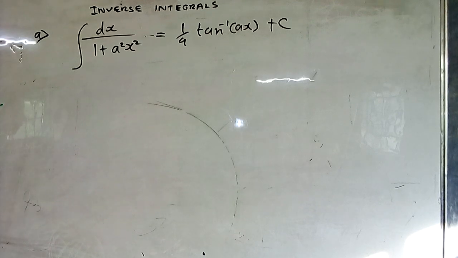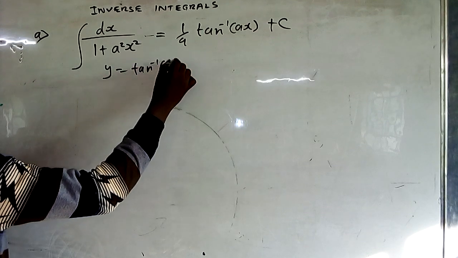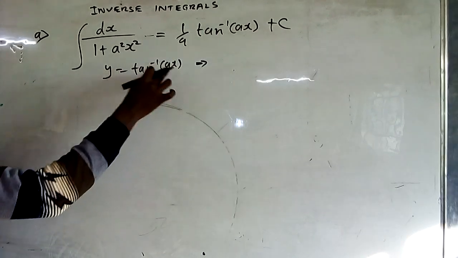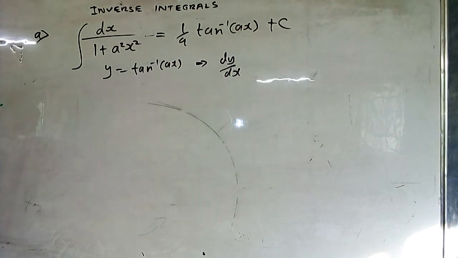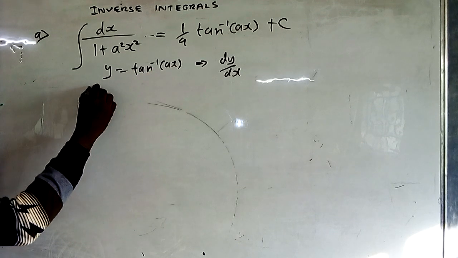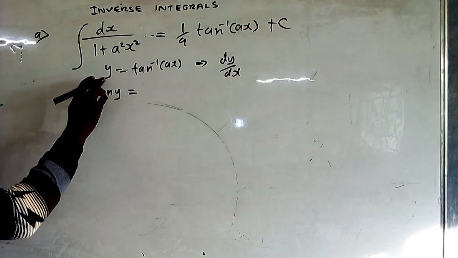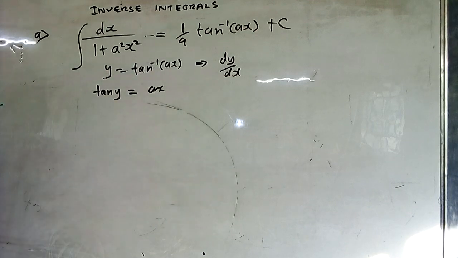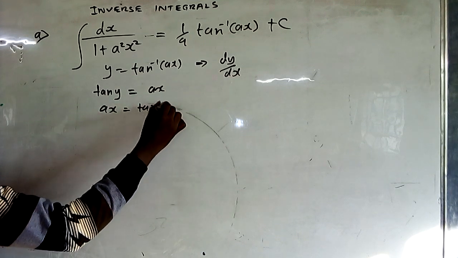Are we together? Now you just come from the differentiation process, the way we were doing it. If you have y equal to the tan inverse of ax, then if you differentiate y with respect to x, we are supposed to get dy over dx as the derivative. So if you get rid of this tan inverse, tan inverse of tan y changes to y, so tan y is equal to ax.